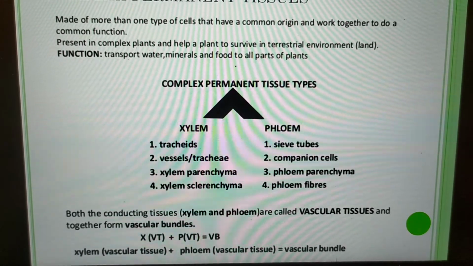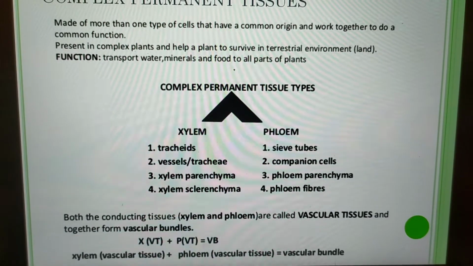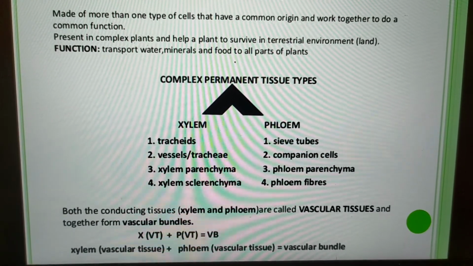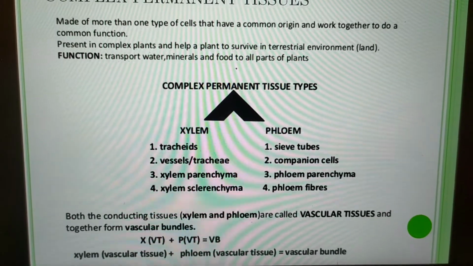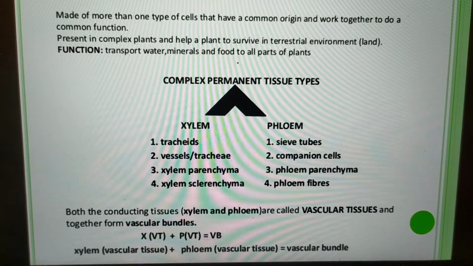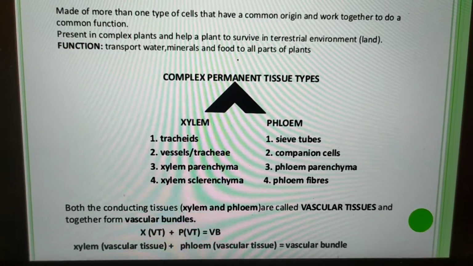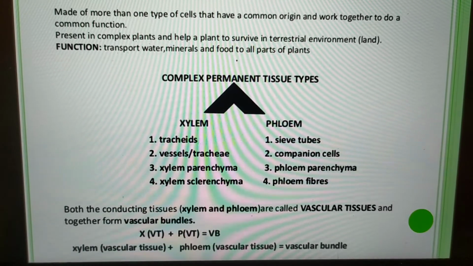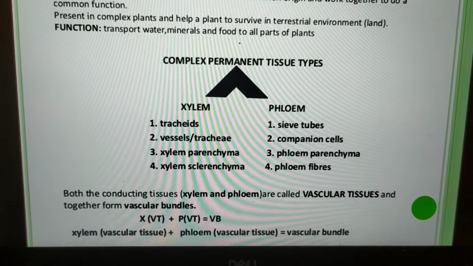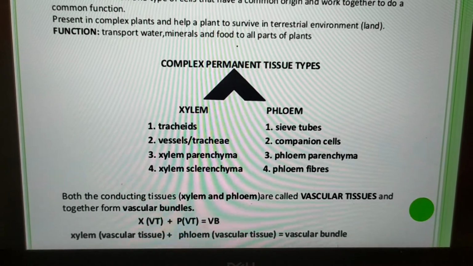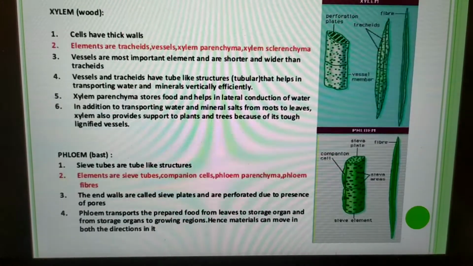There are two main categories of complex permanent tissue, xylem and phloem. Xylem has its own subcategories: tracheids, vessels, xylem parenchyma, xylem sclerenchyma. Phloem has sieve tubes, companion cells, phloem parenchyma and phloem fibers. Both the conducting tissues, xylem and phloem, are called vascular tissue, and together they form the vascular bundle.